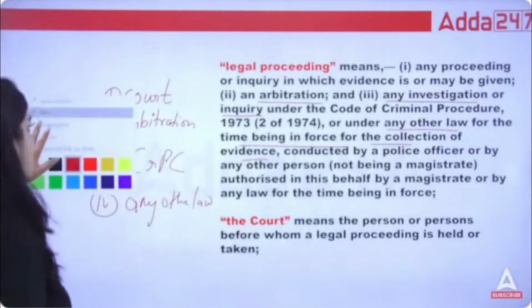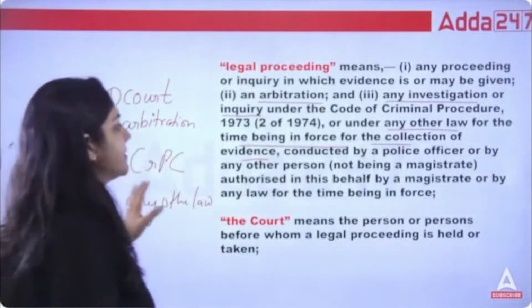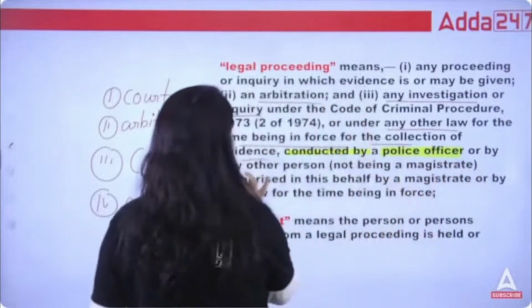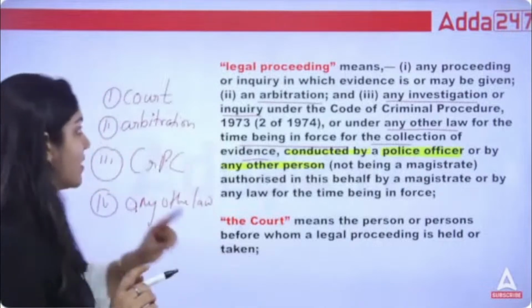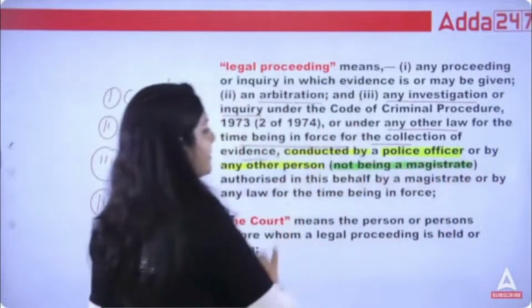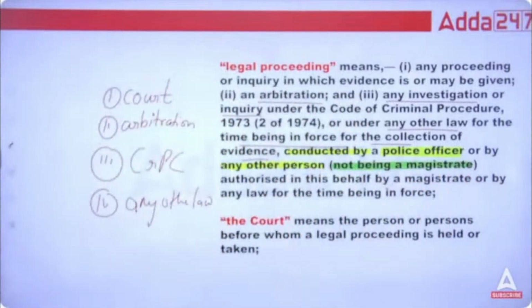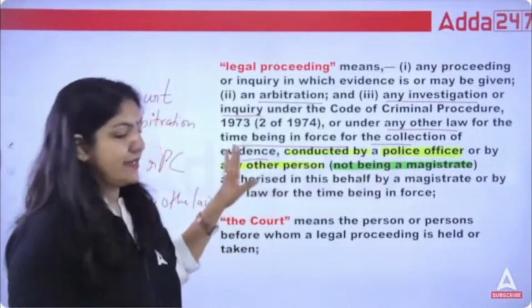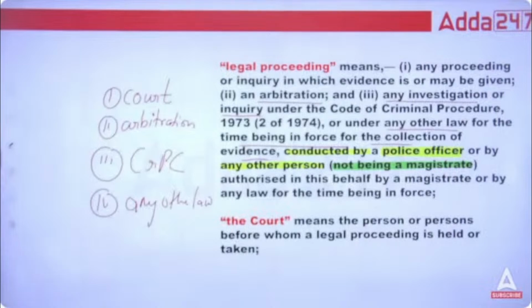Okay? And you have to remember the legal proceeding is always conducted by the police officer or by any other person, but not a magistrate. Not being a magistrate, authorized in this behalf by the magistrate or any other law. It means any other person is authorized on behalf of a magistrate or any law for the time being in force. So this is the definition of legal proceeding under this Act. Very important section.